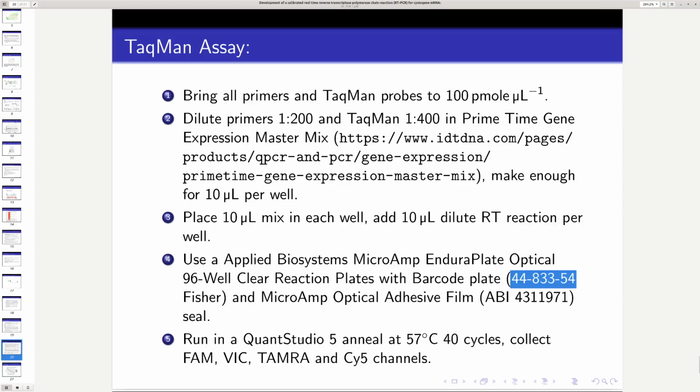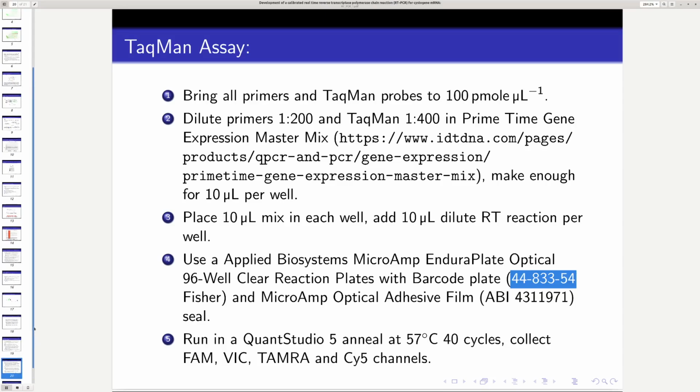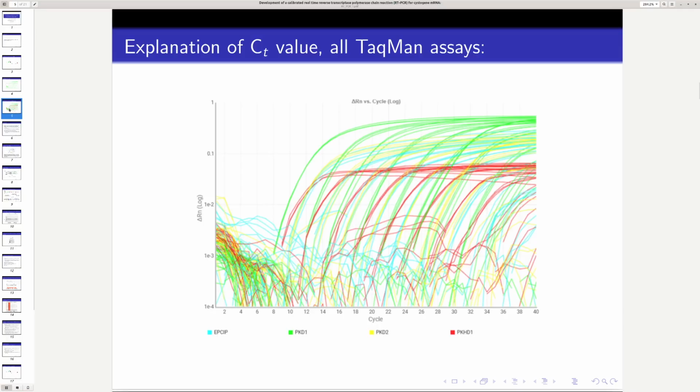Then we run in the QuantStudio 5, annealing at 57 degrees for 40 cycles, and then collect the FAM, the VIC, the TAMRA, and the Cy5 channels. And so what you end up with for the standard curve is something like this, and the CT is about here, you know, at about 0.4. This is the logarithmic scale. So the reactions are going exponential here, and then they're flattening out. So you want to catch them just before they begin to flatten out.